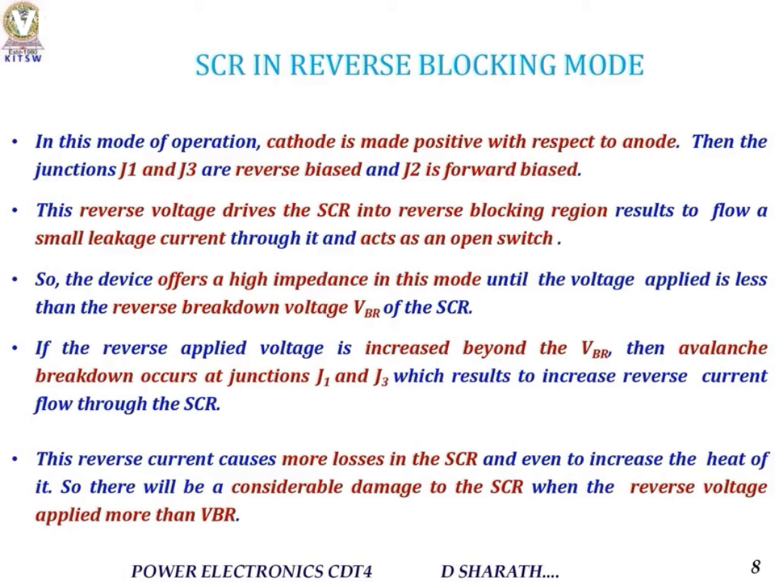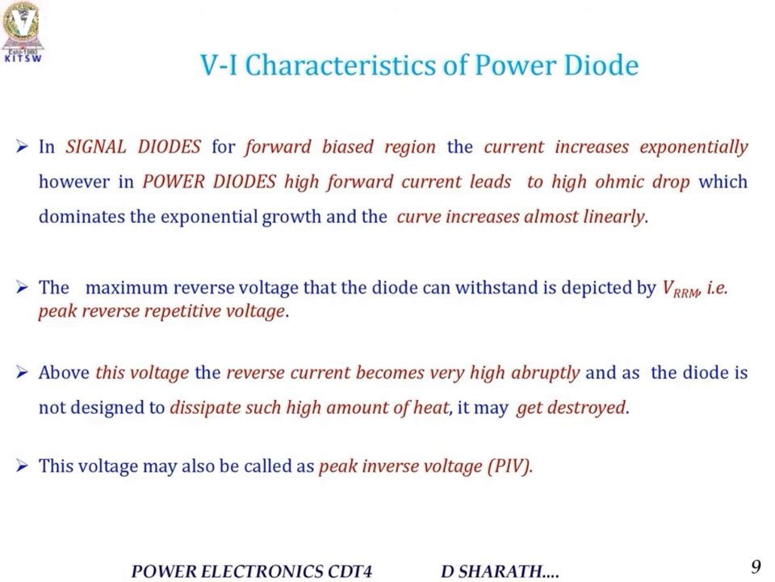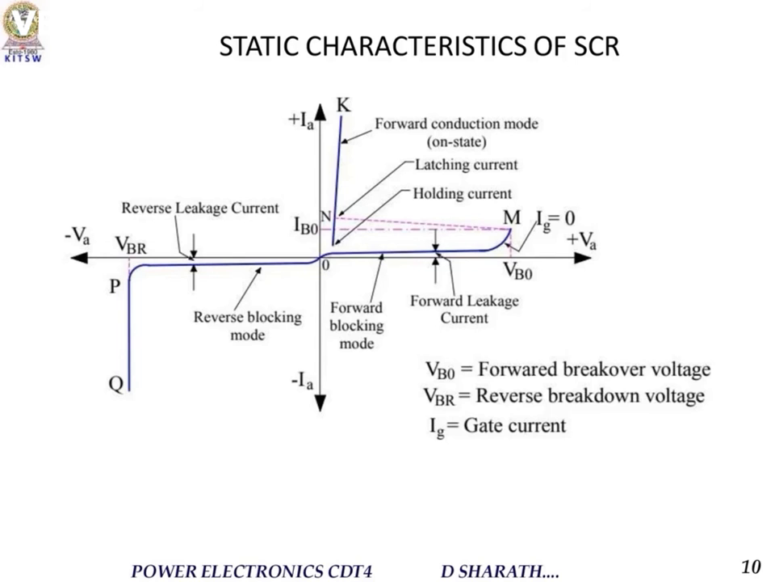In this mode of operation, the cathode is made positive with respect to the anode. This is said to be reverse blocking mode. In this, J1 and J3 are reverse biased and J2 is forward biased. Based on this conduction mode, we obtain the characteristics like a power diode. In signal diodes during forward bias, the current increases exponentially, but in power diodes, high forward current leads to high ohmic drop, so the curve increases almost linearly. VRRM is the peak repetitive reverse voltage, also called PIV.